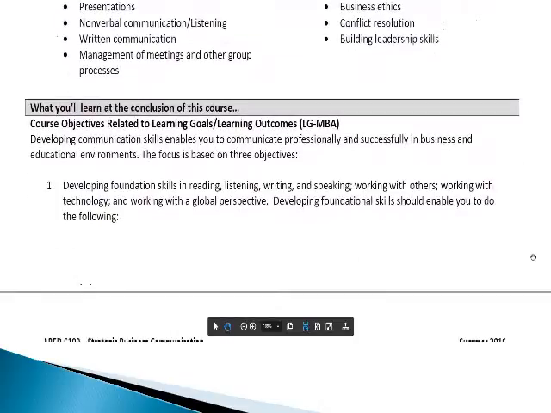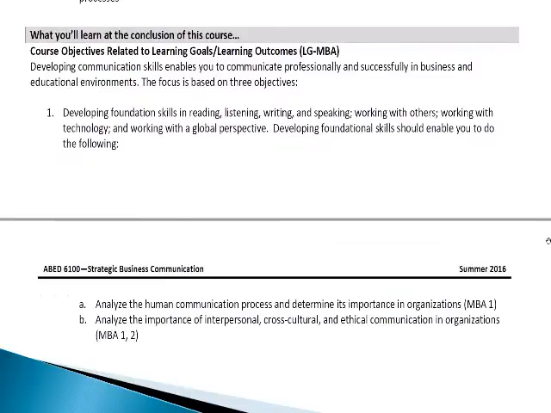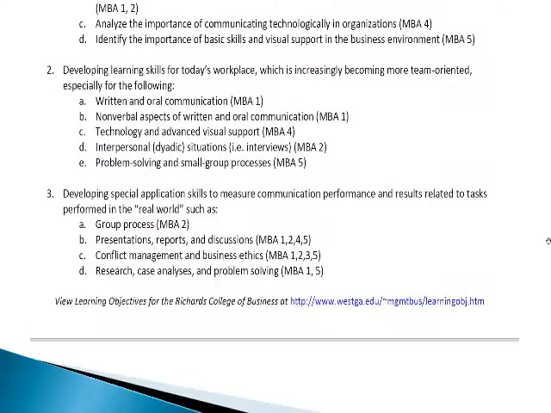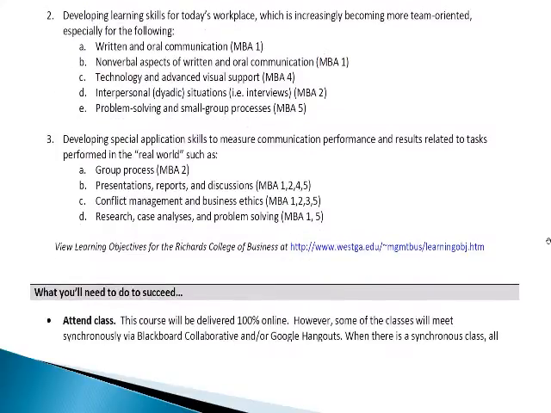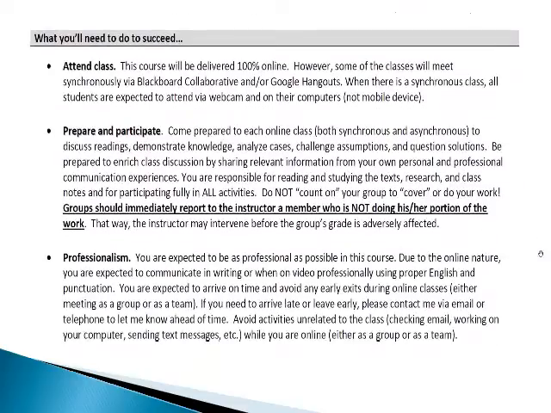In this course syllabus, I also have some objectives, and these objectives or learning goals are tied to our AACSB accreditation that the Richards College of Business has. So when you're thinking about what goals or what skills and qualities you are learning, these objectives will point you in the right direction, so you know that they're consistent with what other universities require of their MBAs in terms of accreditation. So now the important stuff, what you're going to need to be successful.